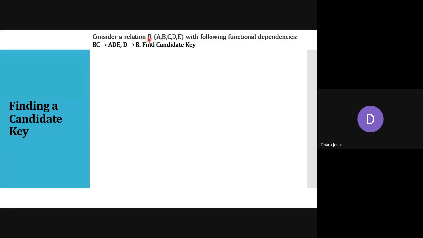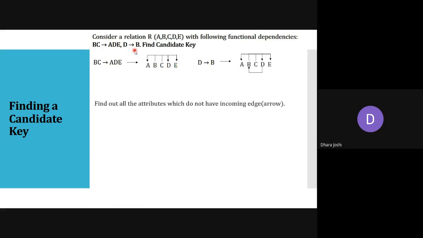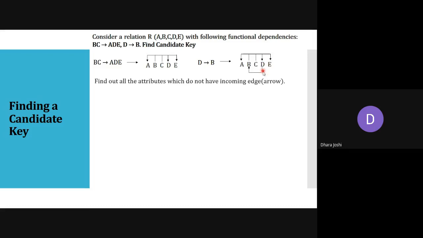Consider a relation R, ABCDE with the following functional dependencies. These two are the functional dependencies given to us. So if I'm having the value of BC, I can get the value of A, B, and E. Now we are doing it here for both the rules. So if I'm having the value of B, I can get the value of B. This is the final diagram which covers all the functional dependencies given in the question.